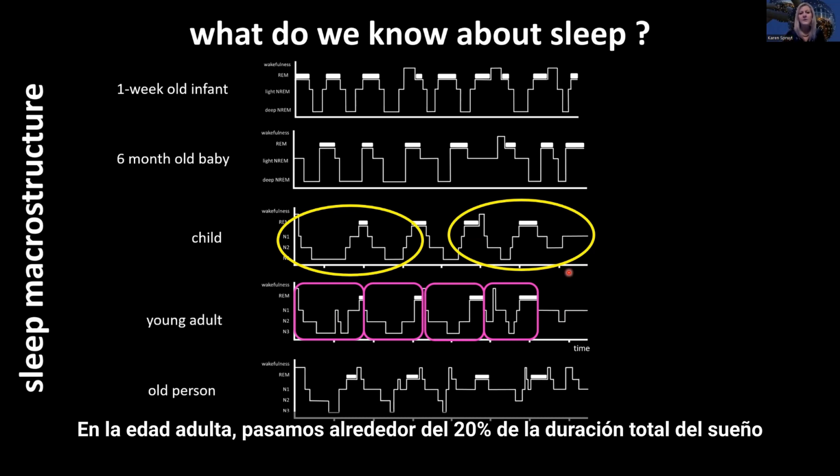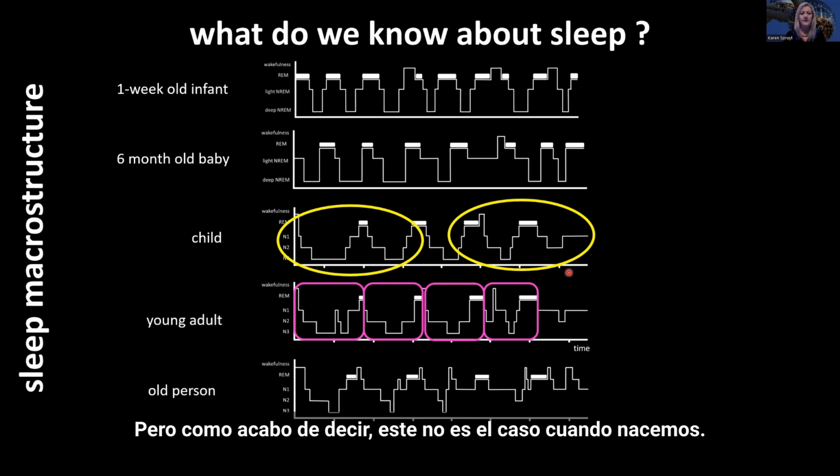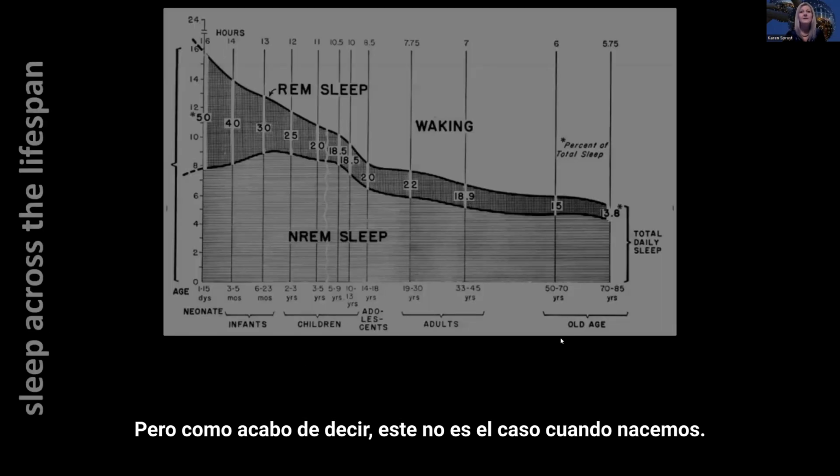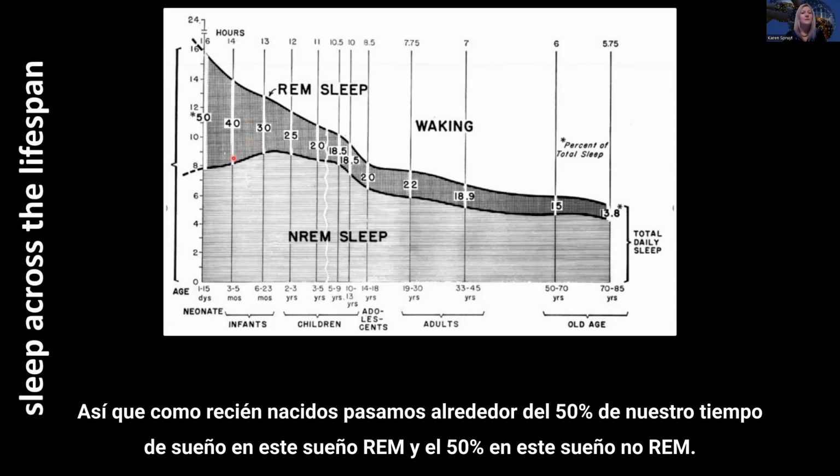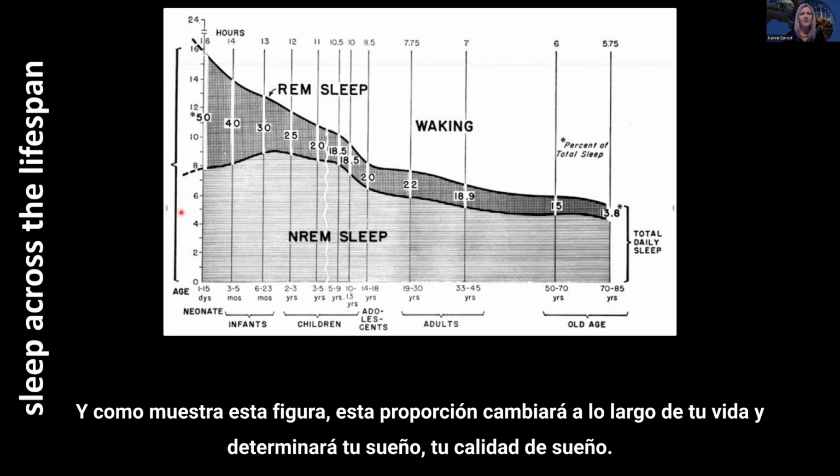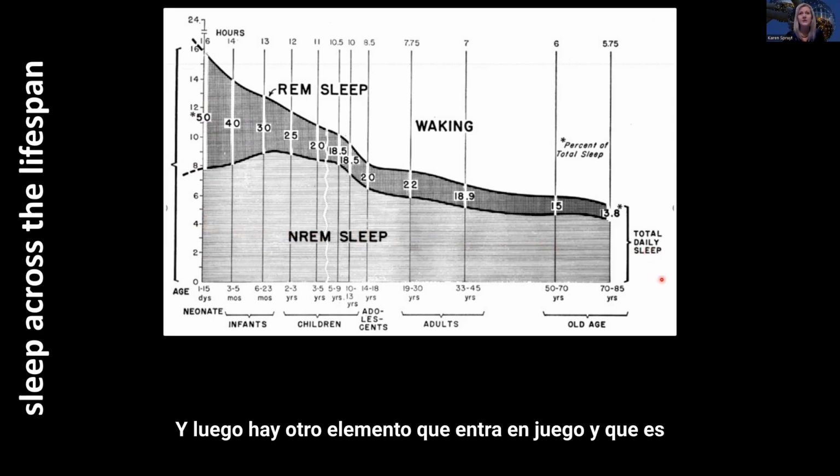As an adult, of our total sleep duration, we spend about 20% in REM sleep and around 80% in non-REM sleep. But as I just said, this is not the case when we are born. As a newborn, you spend about 50% of your sleep time in REM sleep and 50% in non-REM sleep. And as this figure is showing, this proportion will change throughout your life, and it will determine your quality of sleep.